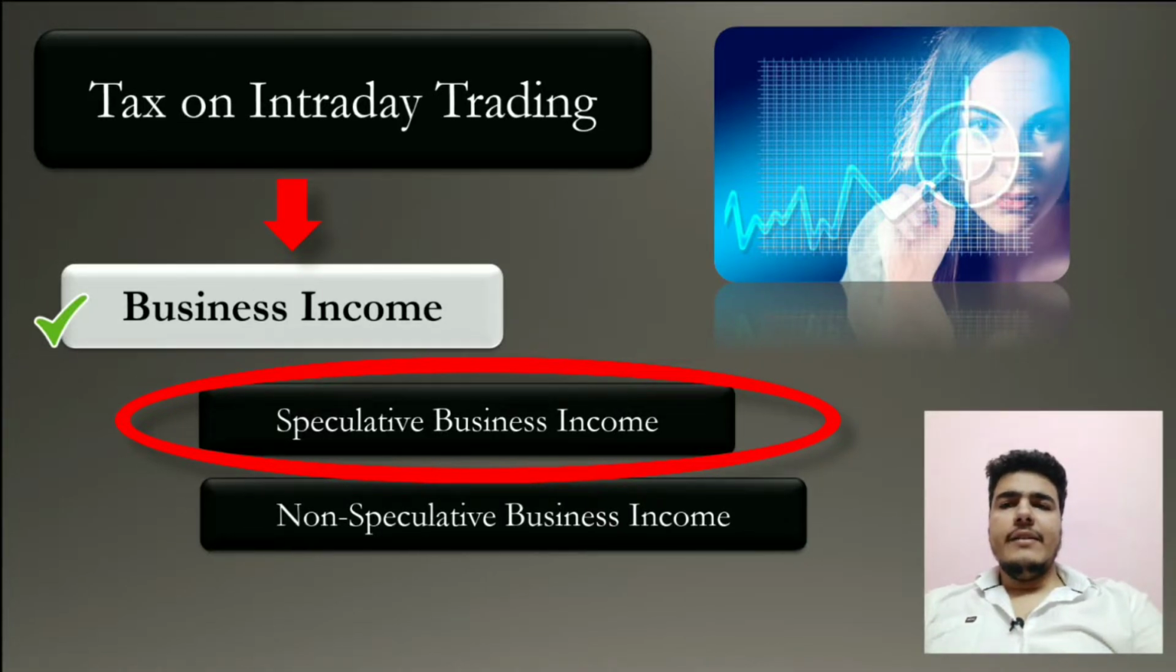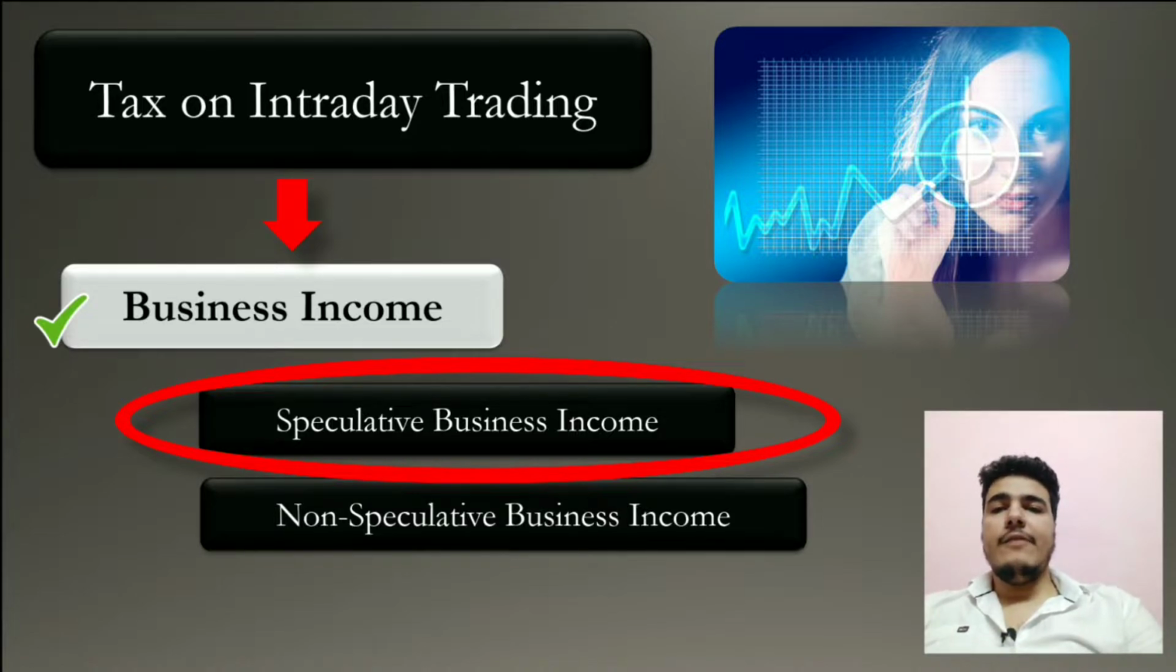As it is a business income, it will be taxed as per slab rate. So the first 2.5 lakh will be exempt, and after 2.5 lakh to 5 lakh, 5% tax will be applicable, and 5 lakh to 10 lakh, 20% tax will be applicable, and more than 10 lakh, 30% tax will be applicable. Okay, because it will come under business income, it will just add to your taxable income. So there is no special rate of tax applicable on intraday trading. It will be taxed as per slab rate.